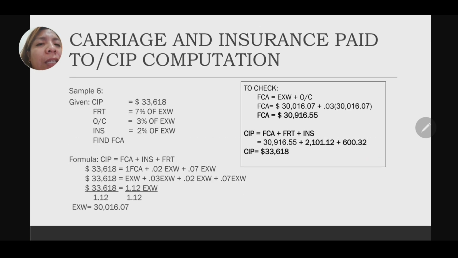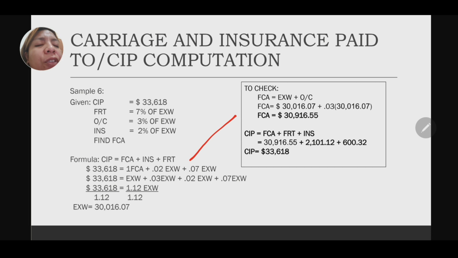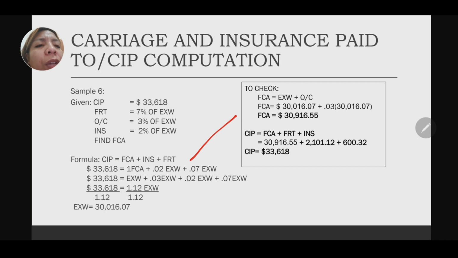Now for the last sample, your CIP is 33,618, the freight is 7% of Ex Works, other charges is 3% of Ex Works, and the insurance is 2% of your Ex Works. And again, we're looking for the FCA. The first thing to do again is to write your formula first and then substitute the values. So that will be CIP 33,618 is equal to FCA plus insurance, which is 0.02 of Ex Works, plus freight, which is 0.07 of Ex Works.